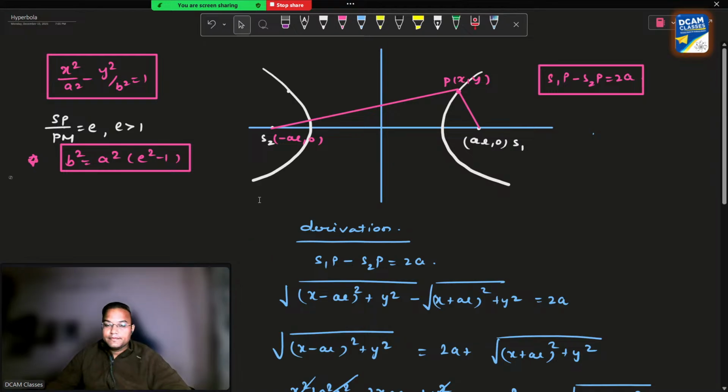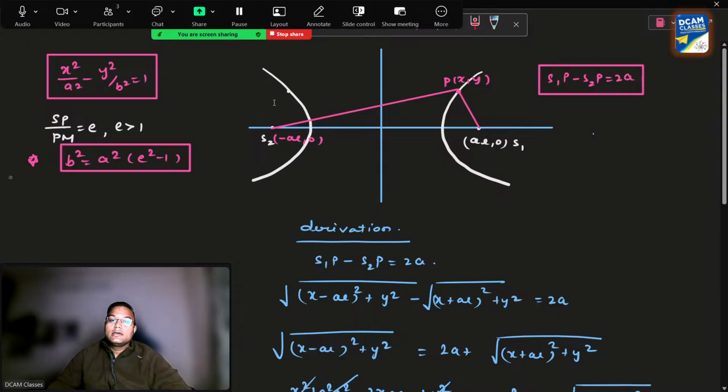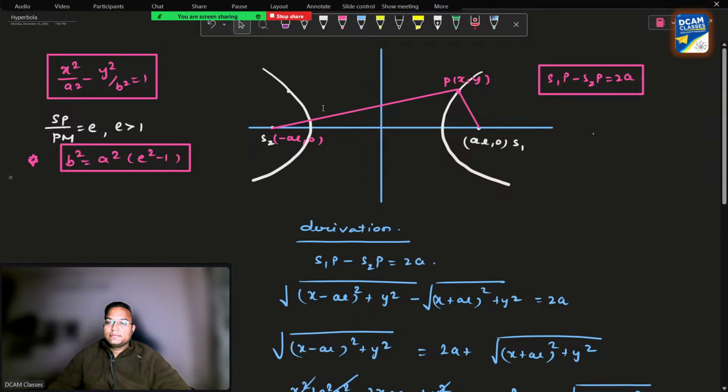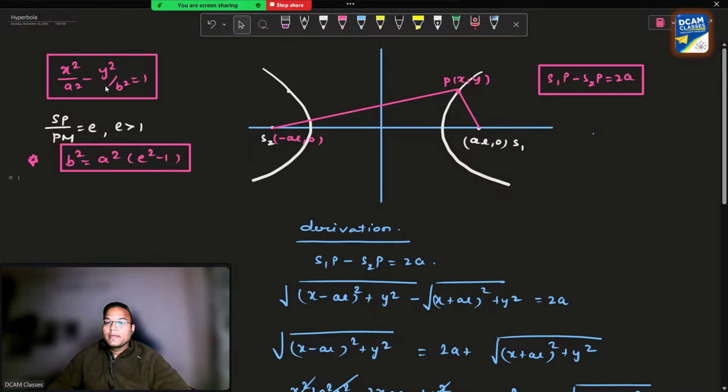Clear? Acha, Diva, sorry, Kanishka, I have just started the hyperbola. The only thing I have taught is that the equation of hyperbola is this. Hyperbola is like an ellipse, just cut open from the middle, reversed. Okay, Kanishka? Okay, sir. The other thing you have to keep in your mind is b square is equal to a square into e square minus 1.